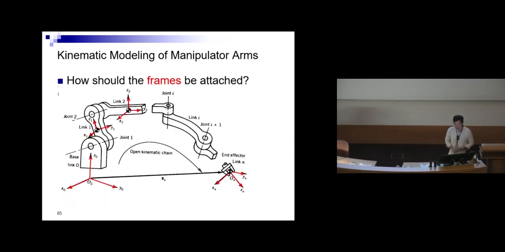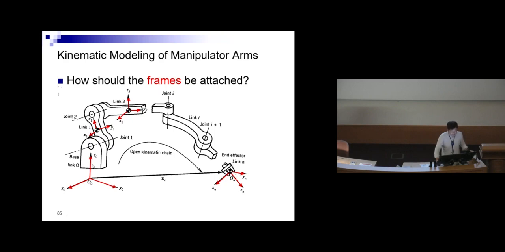So after we have labeled the link and identified the joint, the next thing is we will have to attach the frame. So we attach the frame. Every frame is essentially a coordinate. Remember what we have gone through last week. You attach a frame to the base, and to every single link.